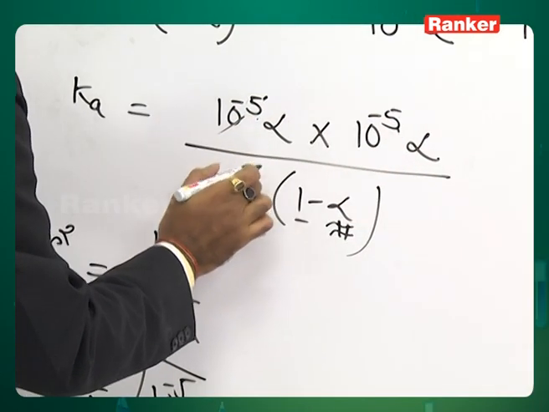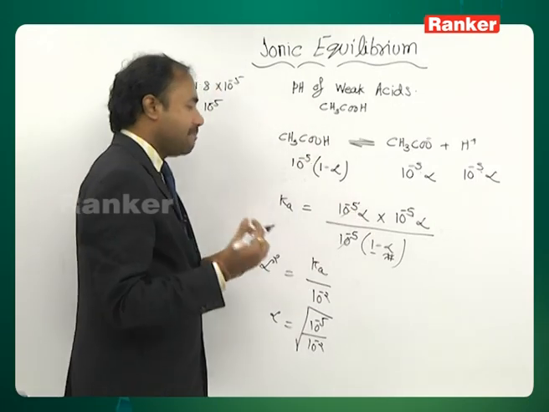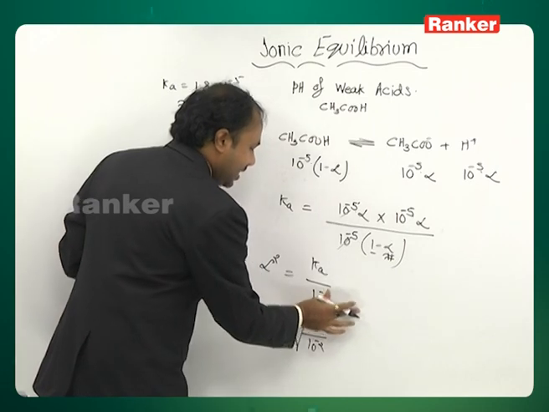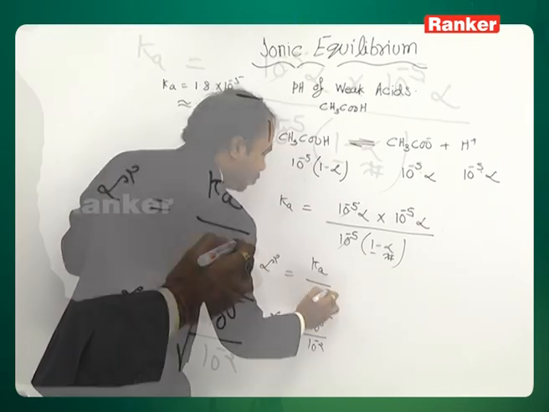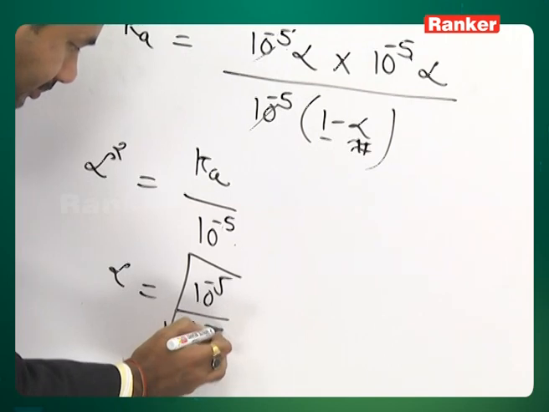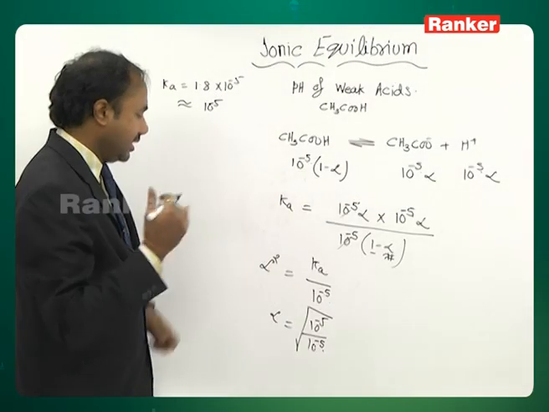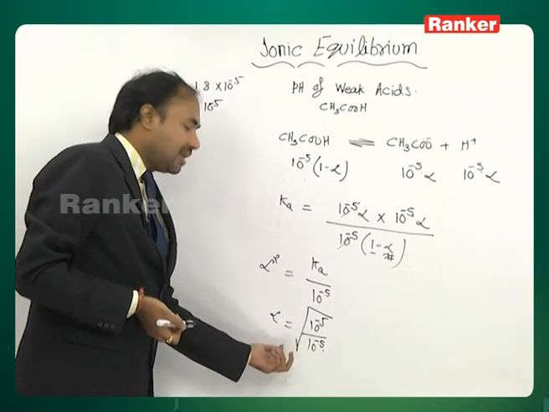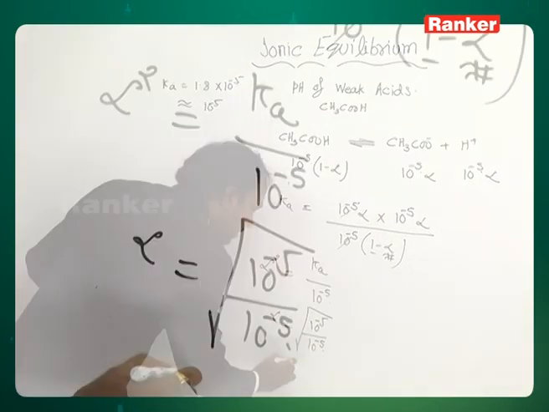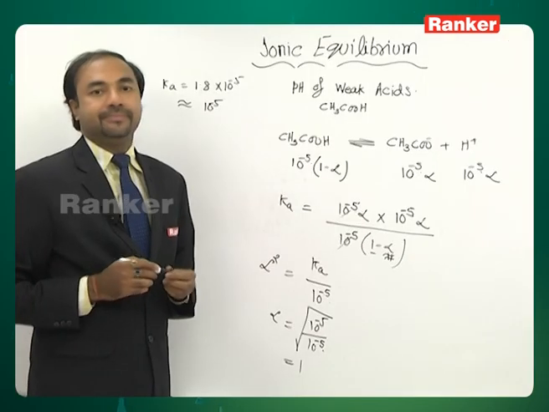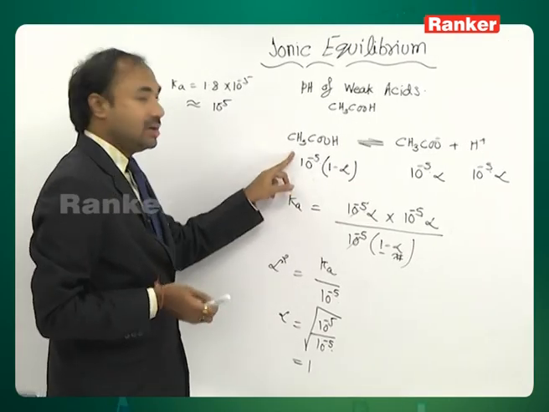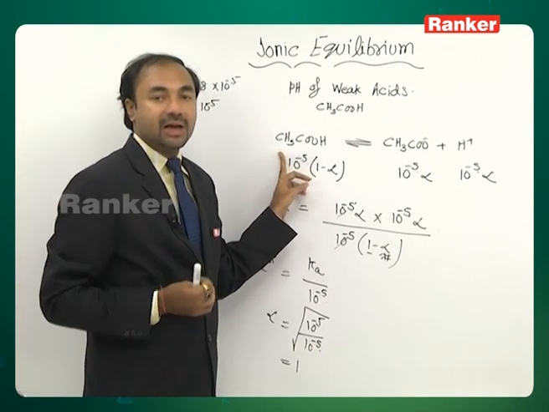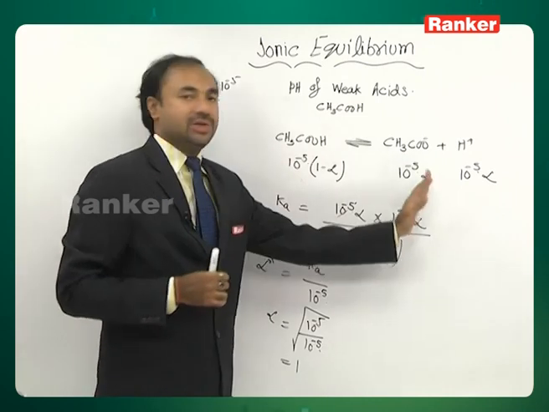Up to here everything looks okay, and that gets cancelled also. But see the case now. If you try to neglect alpha as compared to 1, like we could do previously, see here carefully. In that case, what is going to happen? The alpha value here becomes exactly equal to 1, which means that acetic acid is behaving like HCl, like a strong acid, 100% dissociation.